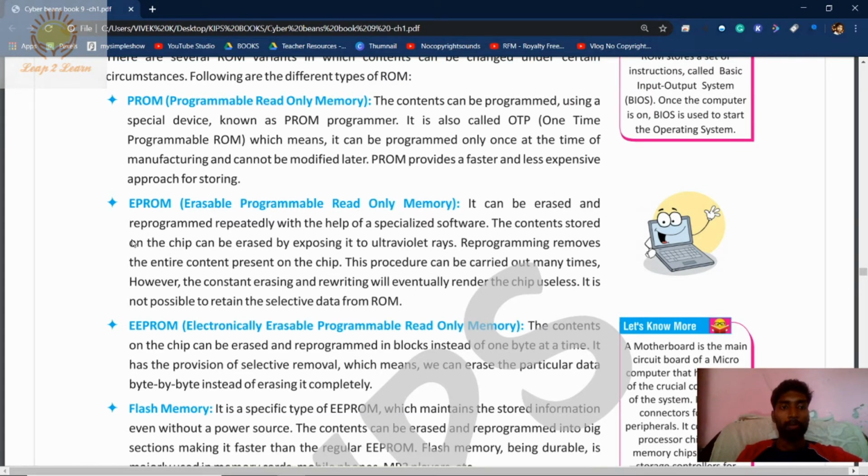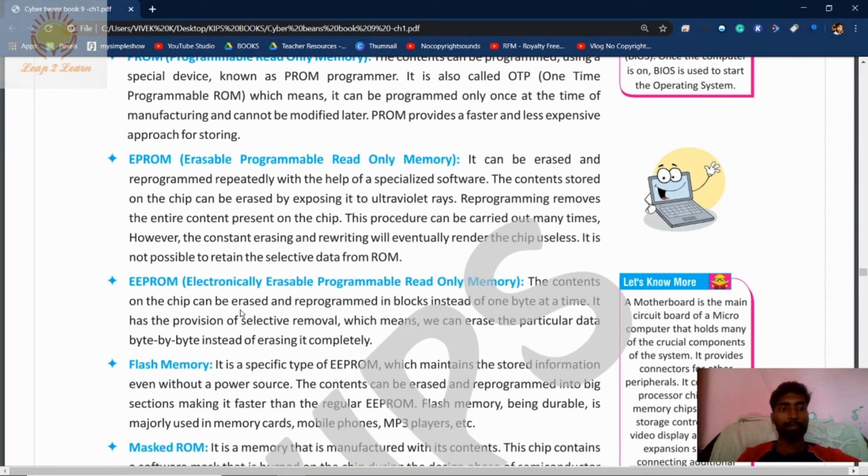Opposite of EPROM is EEPROM, electronically erasable programmable read only memory. In this, EPROM will erase all the content at a time, but EEPROM erases content by small blocks. See here, the content on the chip can be erased and programmed in a block instead of 1 byte at a time. We have to erase in a small block, a particular area.